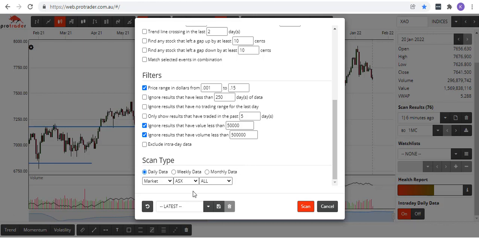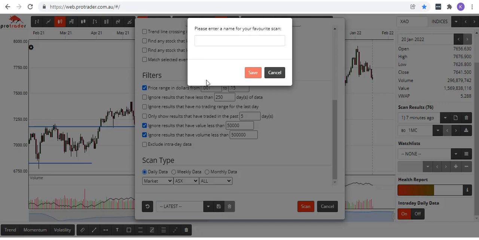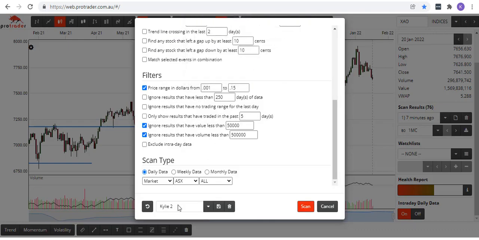Now, I'm going to save this as a favourite. To do that, down the bottom here is your favourite section. To save it, you click on Save as Favourite. It's going to come up and ask you what you want to call it. I'm going to say Kylie 2, because I've already got a Kylie 1. Very original, yes. So save. There it is.